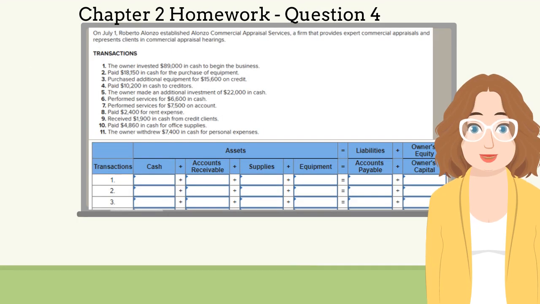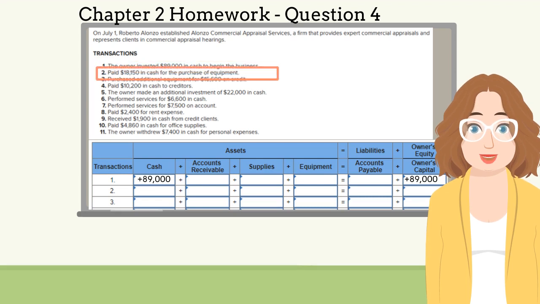For question 4, you have transactions that are very similar to the transactions of Eli's Consulting. Your task is to analyze every business transaction and decide what happens to the financial resources of the company. Let's do the first two together. For the first business transaction, the owner invested $89,000 in cash to begin his business. So, the business now has more cash and the owner's share of the business increased as well. Let's write that into the table.